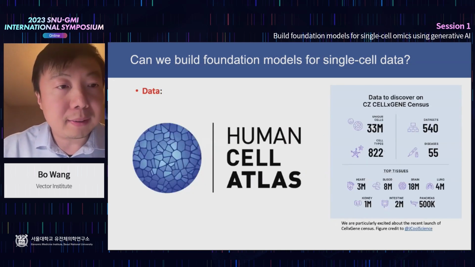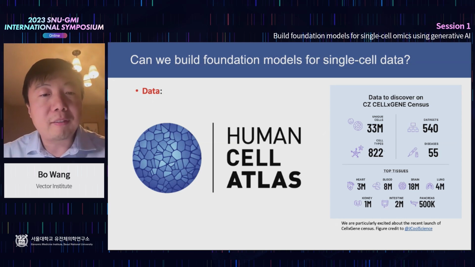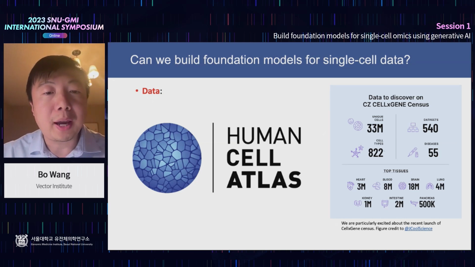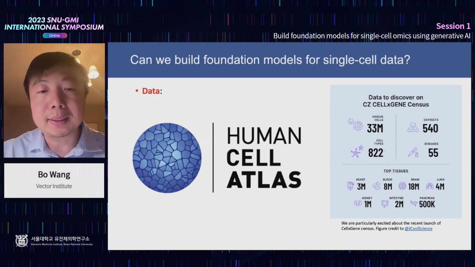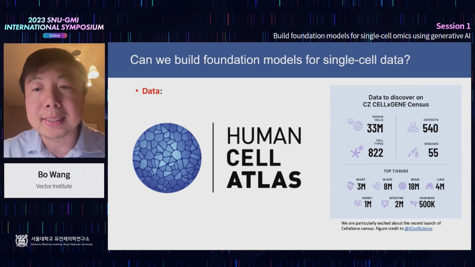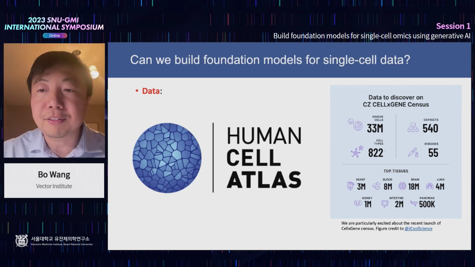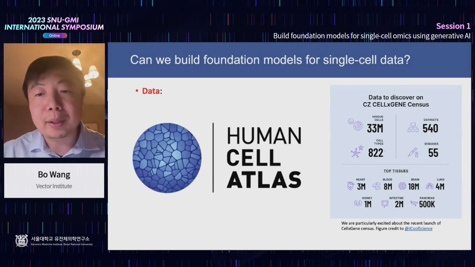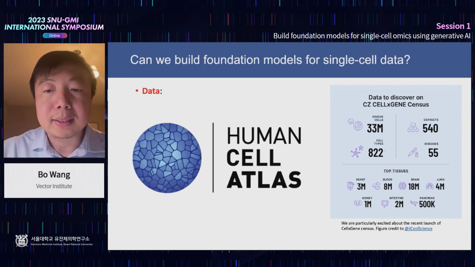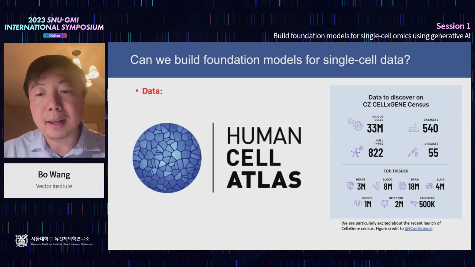Let's look at D, data. We were extremely fortunate to have worked with Human Cell Atlas, which is really a centralized resource to curate a massive amount of single-cell RNA-seq data. Specifically, we worked with cell-by-gene census, which helped us curate more than 30 million human cells, covering more than 500 different data sets. If you look at the major tissues, they are heart, blood, brain, lung, etc.